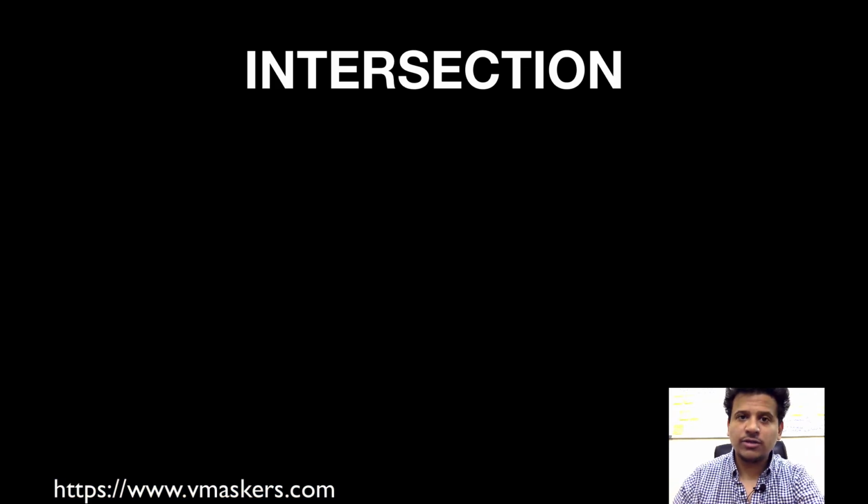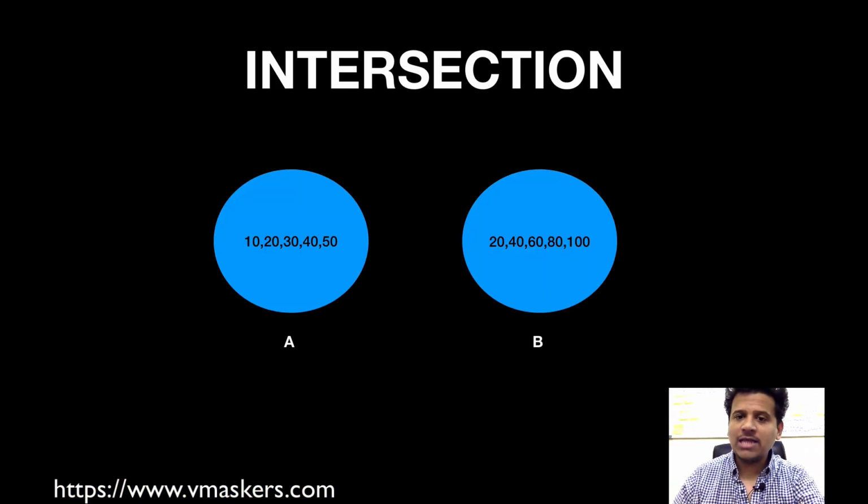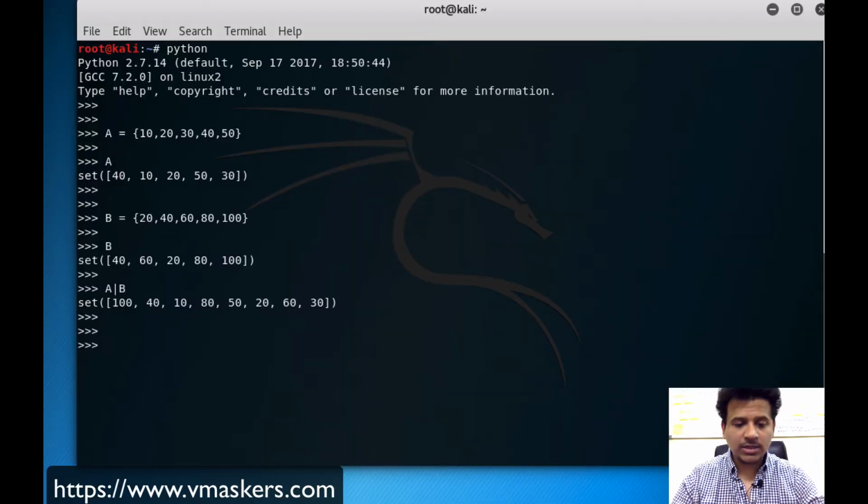Let's see intersection. So this is our set A and this is set B. Intersection only contains the common elements. That means these two sets have 20 and 40 in common. Let's see intersection in Python, A and B. Okay, we got the common values.